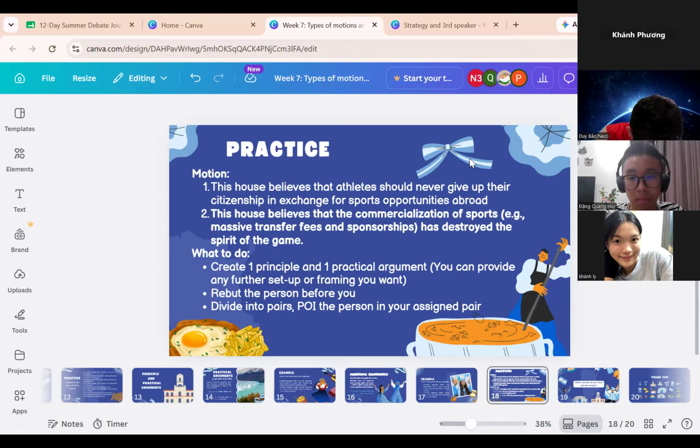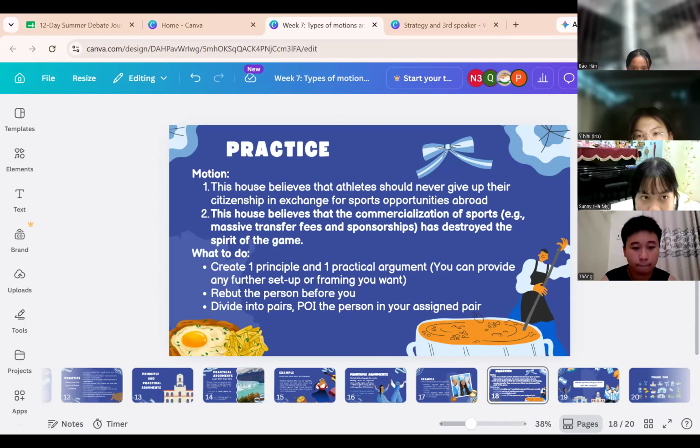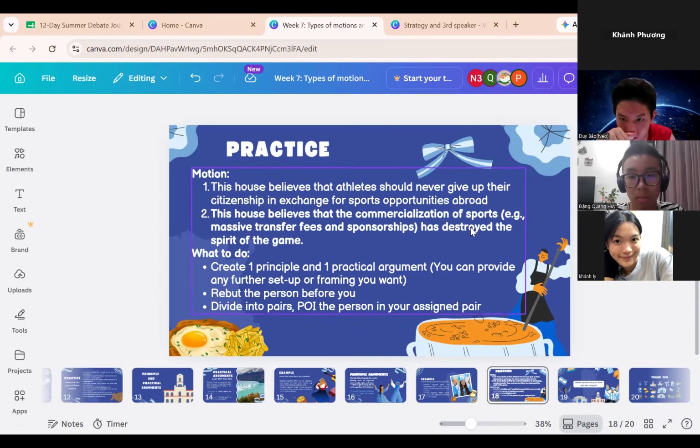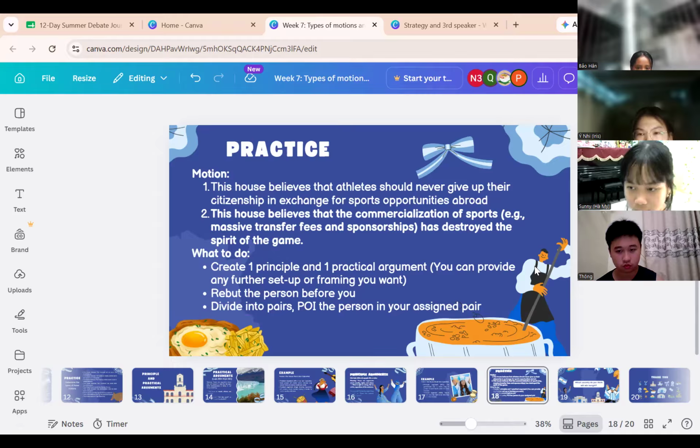Oh yeah, you will rebut the person in your pair. So for example, Neo and Lee: Neo speaks first and Lee rebuts Neo, and then after Lee finishes, Neo will have a short speech to rebut Lee. So you will just rebut people in your pair and POI people in your pair. When the other is speaking, you should at least try to give one POI, okay? You have to do it. So yeah.